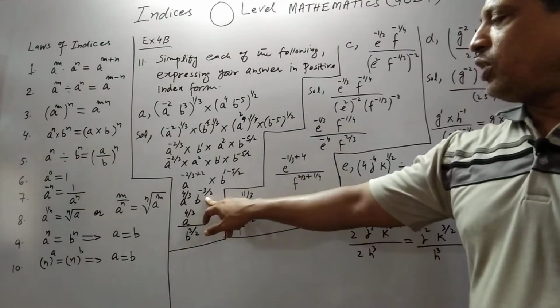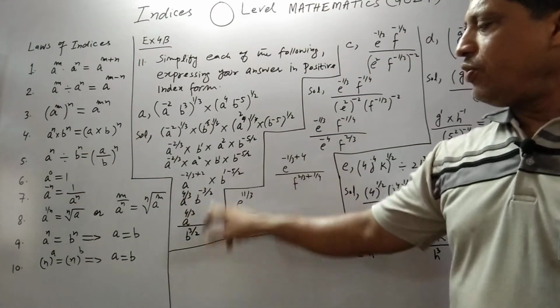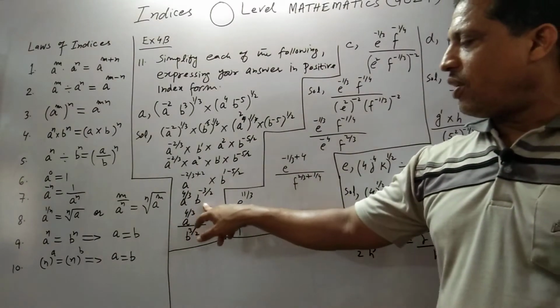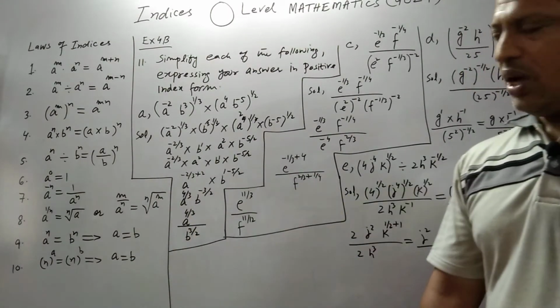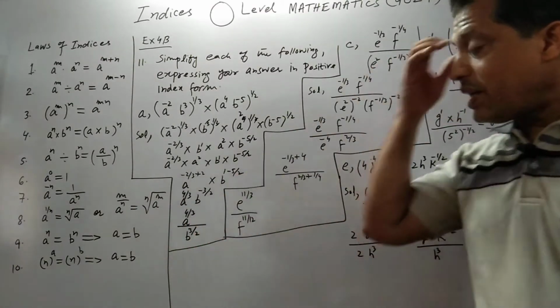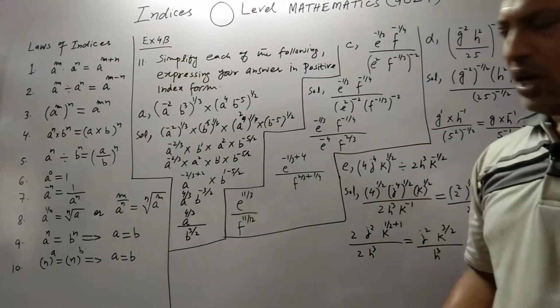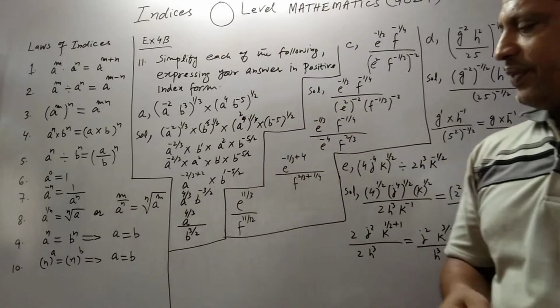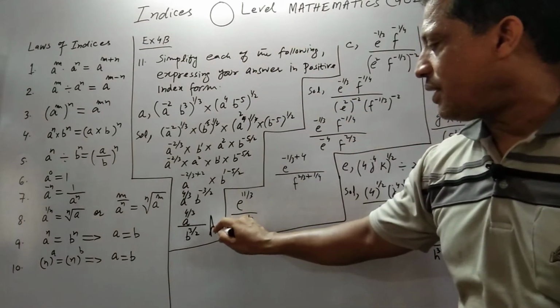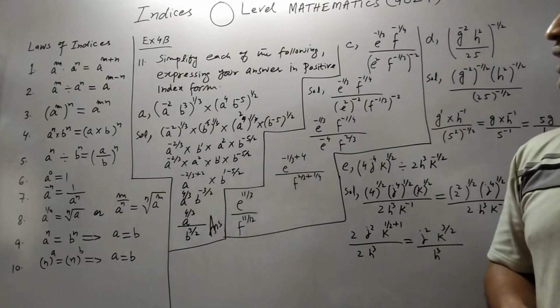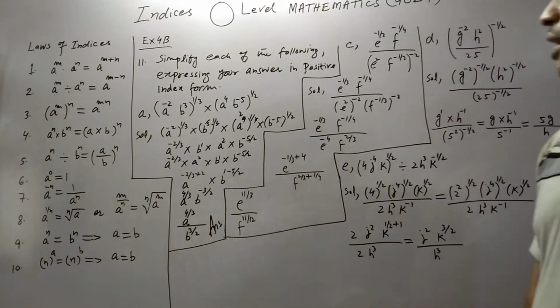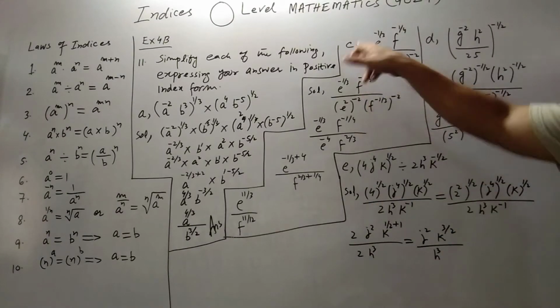So this b to the power minus 3 upon 2 moves to the denominator side. So it will give you a to the power 4 upon 3, b to the power 3 upon 2. Now in this situation, there is no exponent which is negative, so we can say our requirement is fulfilled. This is our answer of part A. I hope you understand.